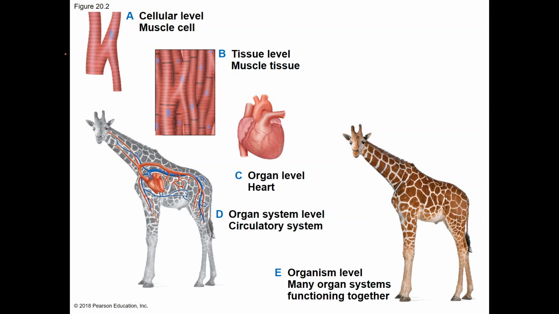So this is just an illustration of what I just mentioned, that we have cells which make up our tissues. So tissue might be something like muscle tissue. Muscle tissue makes up an organ like the heart. The heart and veins and arteries work together to make up the organ system of the circulatory system. And all of the different organ systems make up the organism as a whole. So the organism has many functioning systems working together.